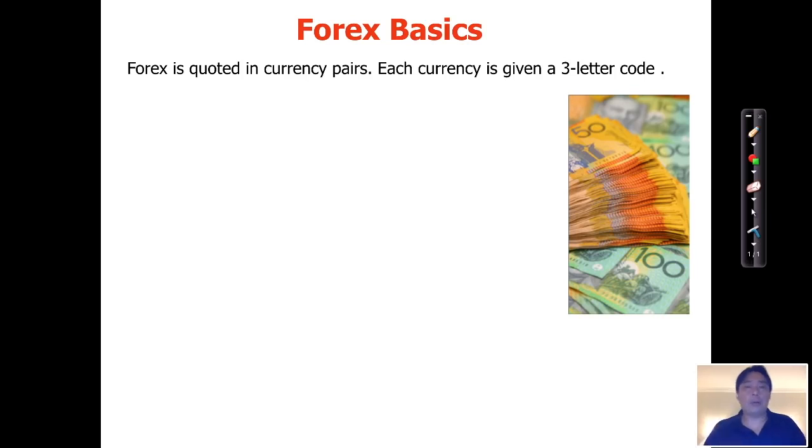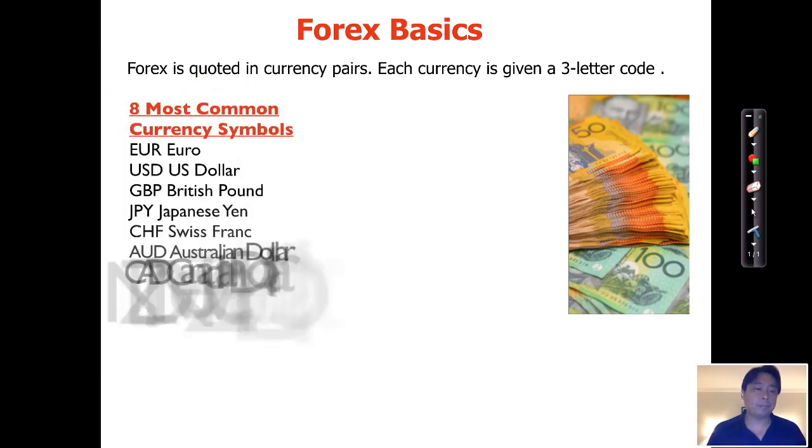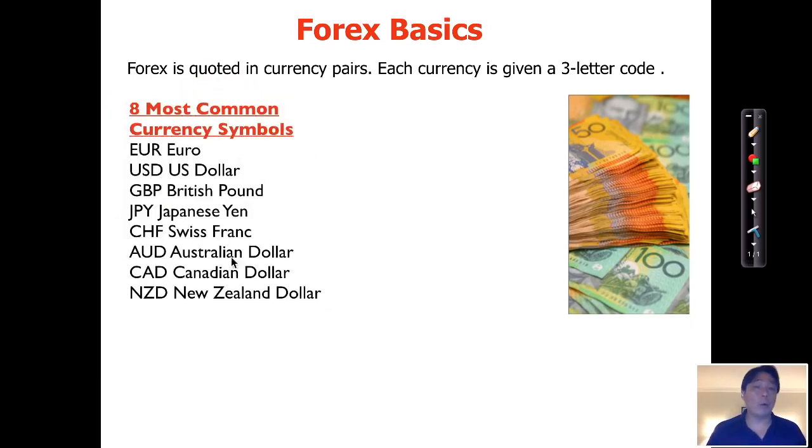But in currency, you can't ask what is the price of the US dollar. No, the price of the US dollar versus what? Versus the euro, versus the yen. So currency is always quoted in pairs, right? One currency being exchanged for another currency, okay? And each currency is given a 3-letter code. So this is something that you have to memorize, okay?